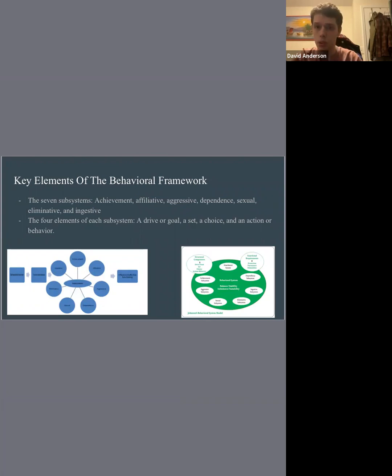For the sexual subsystem, it's for procreation and gratification. It includes development of gender identity and gender role behaviors. Eliminative is what, when, and under what conditions we eliminate: excretion, urination, defecation, etc. And ingestive is when, how, what, how much, and under what conditions we eat.